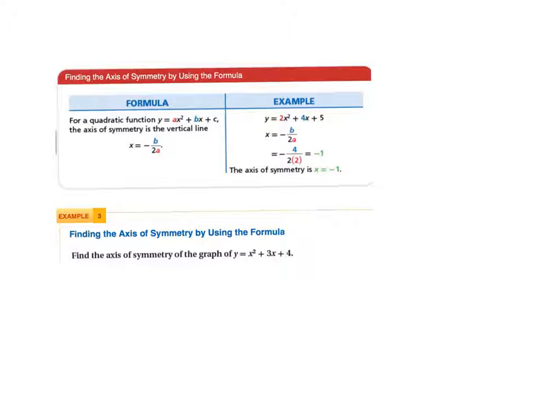You can also find an axis of symmetry using a formula. The formula is x equals -b over 2a. It's written right here, x equals -b over 2a. What does all that mean? Well, you have to be given the equation.